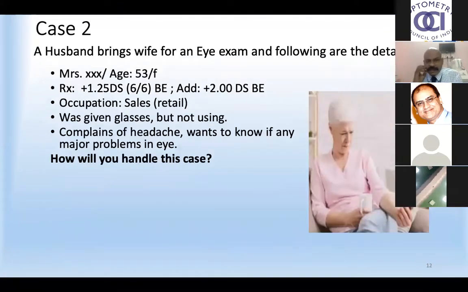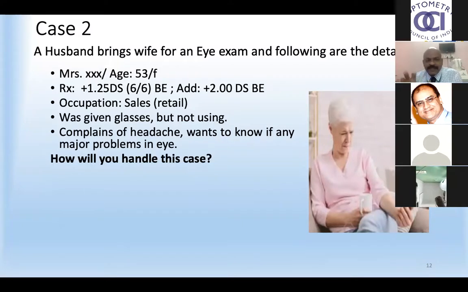We will take another case. Okay. So the first case was that he was not wearing any correction. So this is a case where the patient is in a later presbyopic age. A husband brings his wife for an eye exam, and following are the details of the case.